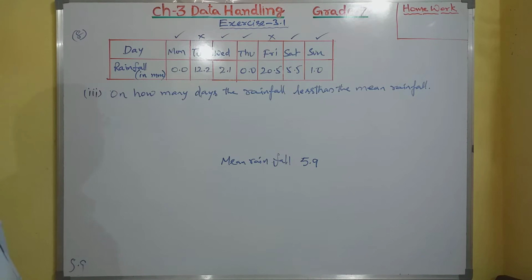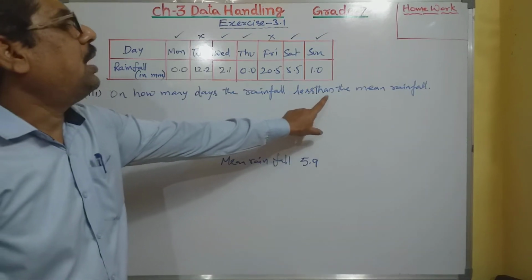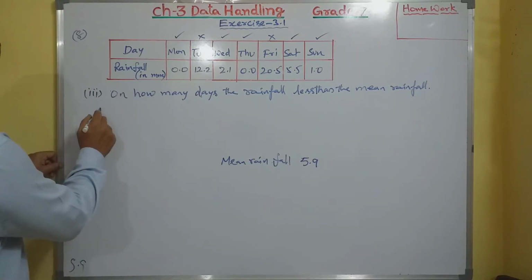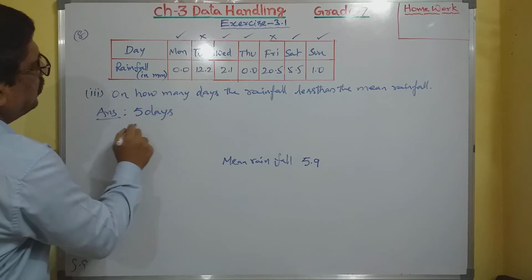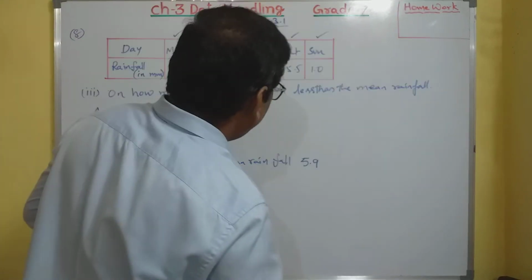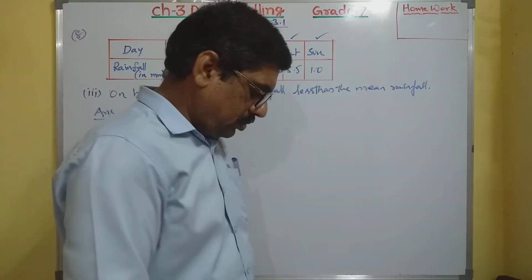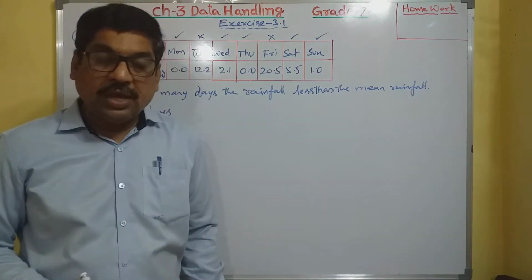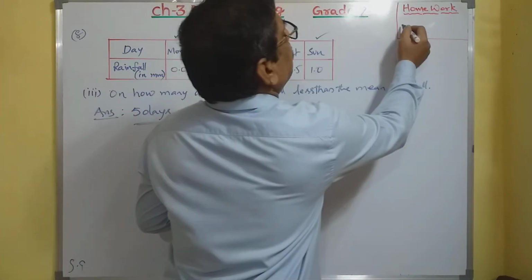Okay, so he asked on how many days the rainfall was less than the mean rainfall. The answer is 5 days. Okay, that is the answer for this question. Did you understand? So I have finished this 8th problem also. Now the 9th problem we have to do as homework.